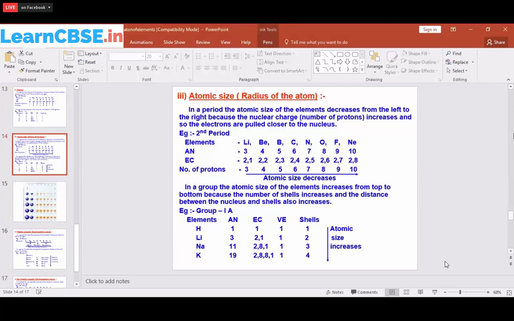So in the period, as we know, the periods move from left to right in the periodic table. The period always indicates how many shells there are.